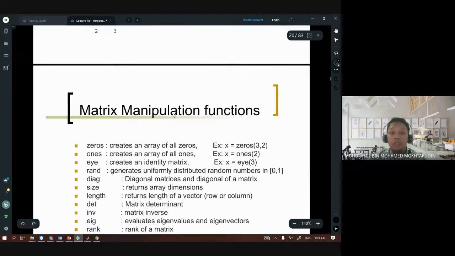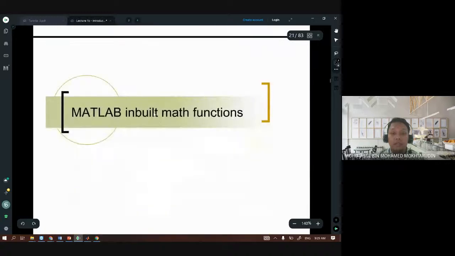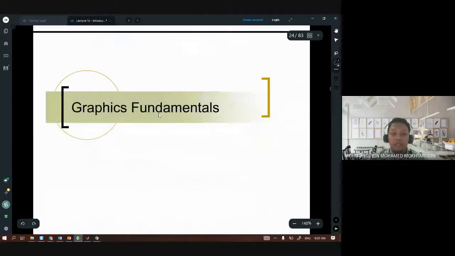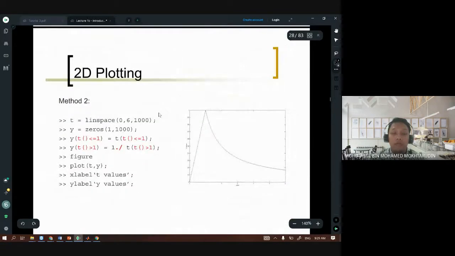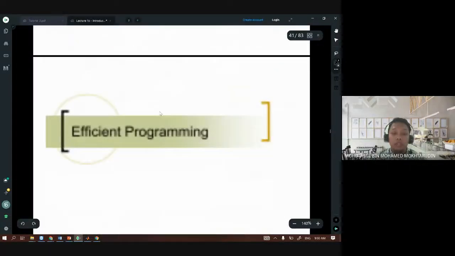Tomorrow we will cover manipulation of functions. Kita akan belajar function, how to build a function, and we will look at one example of how to use MATLAB for plotting and to calculate something.